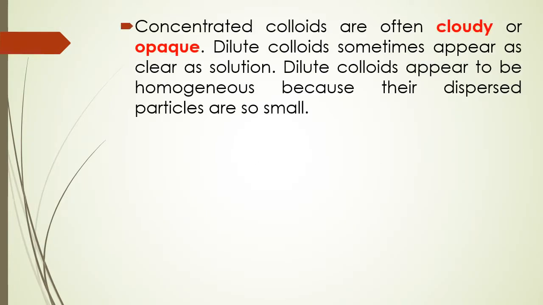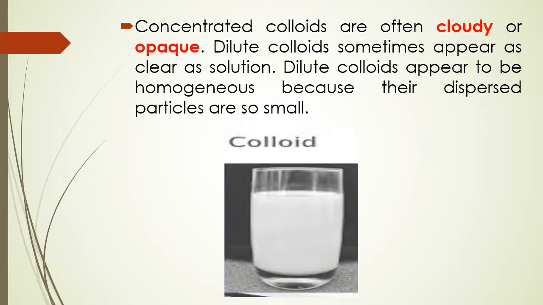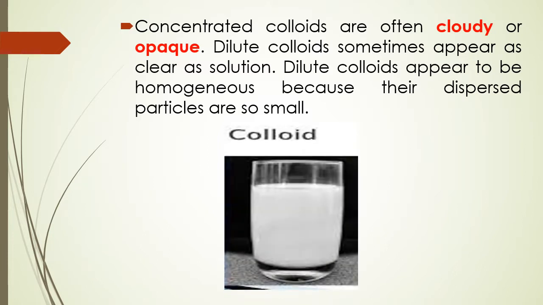Concentrated colloids are often cloudy or opaque. Dilute colloids sometimes appear as clear as solution. Dilute colloids appear to be homogeneous because their dispersed particles are so small. But take note, even though they appear to be homogeneous, they are still classified as heterogeneous mixture. So this is an example of a colloid.